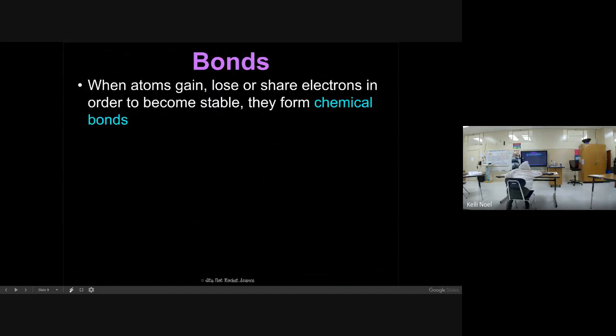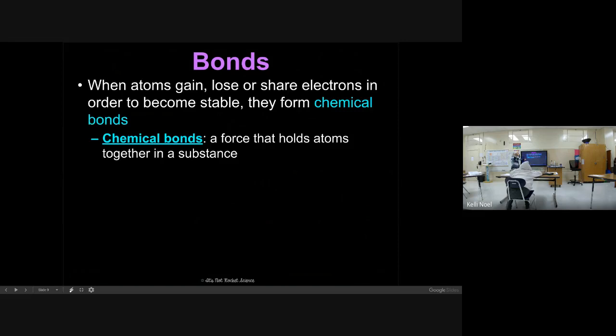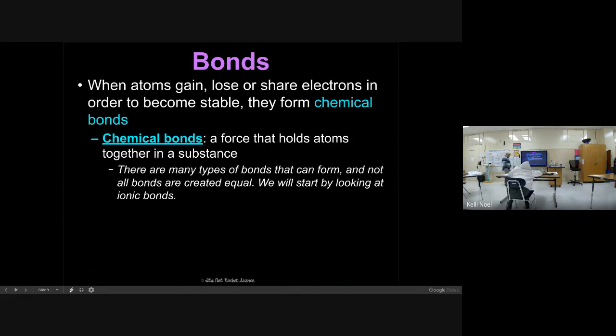All right, so we have 2 types of bonds. So this chemical bonding, think of it like glue. It's a force, it's holding these elements together. And so there's 2 ways it can happen.